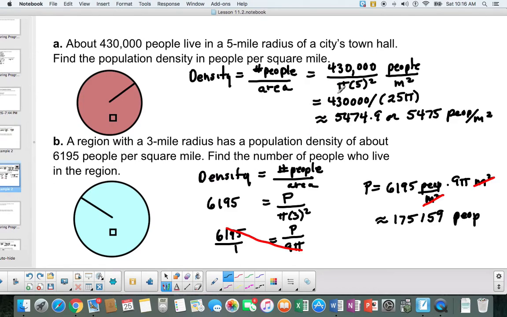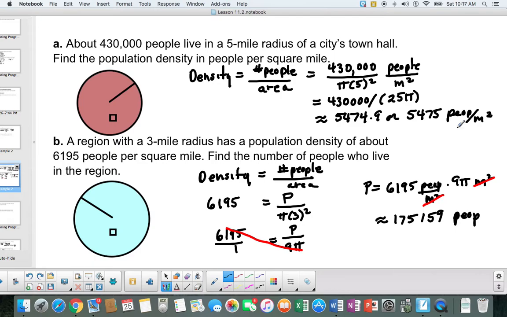Very similar to what I did here. Now, you have to be careful when you're entering in your calculator to make sure the calculator knows what the denominator is. So don't forget to put a parenthesis around the 25 pi. And here's the decimal version, and I always like a label for density, people per square mile.